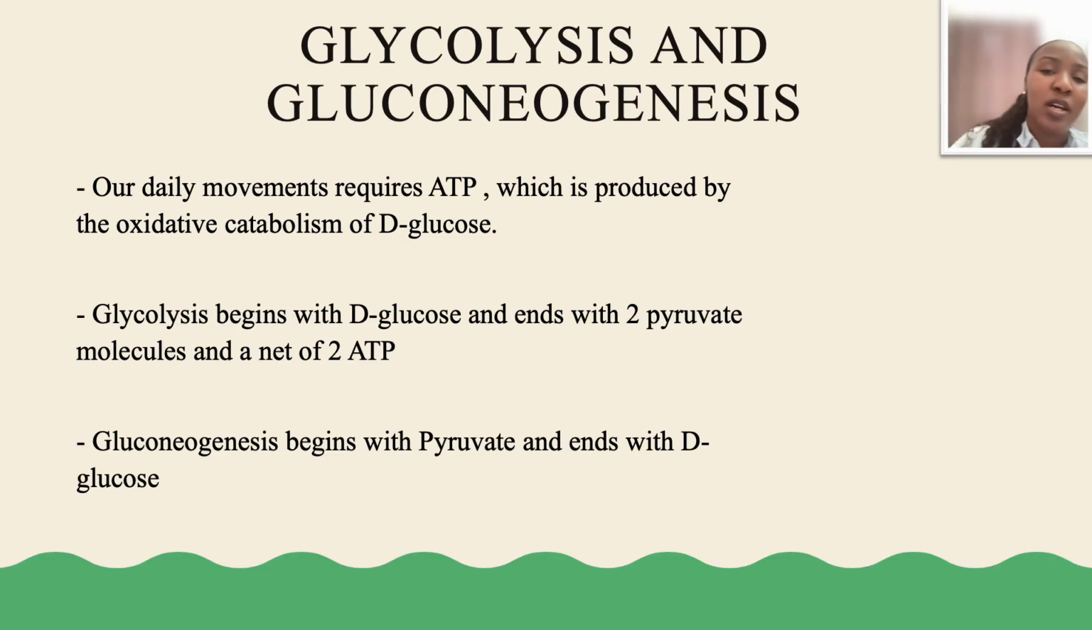So first things first, when it comes down to glycolysis and gluconeogenesis, our daily movements require ATP, which is produced by the oxidative catabolism of D-glucose. So glycolysis begins with D-glucose and ends with 2 molecules of pyruvate and a net of 2 ATP, and gluconeogenesis begins with pyruvate and ends with D-glucose.